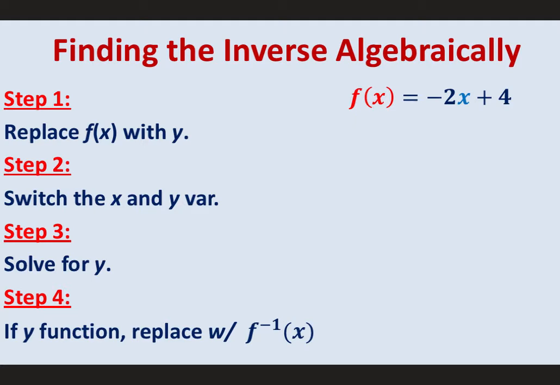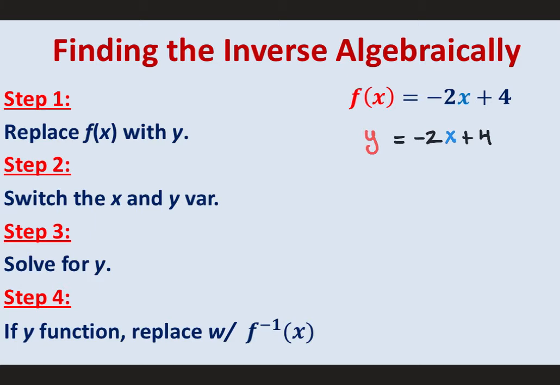So first thing I'm going to do is replace the f of x with a y. I'm going to keep it in this red color. Equals -2, and then x I'm going to put in this blue color, plus 4. All right, so that's my step 1. I changed the f of x to y just so it's less to write.